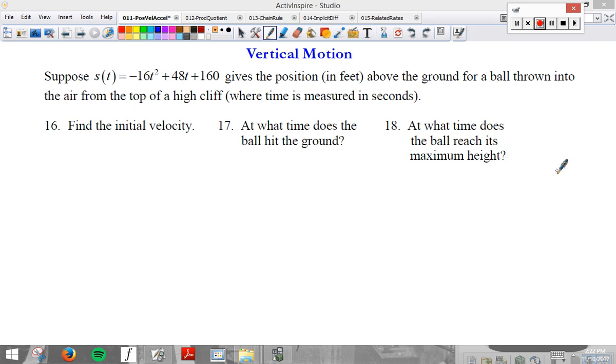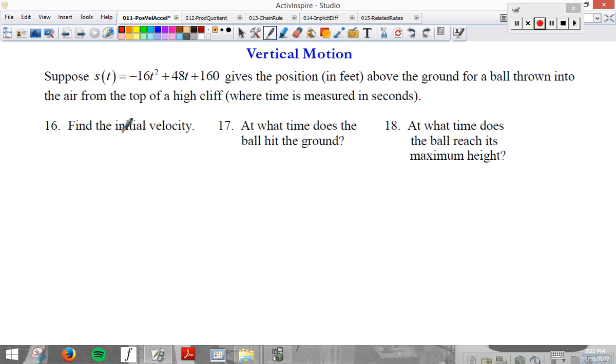All right, the last part of 3-1, we will go over vertical motion. So here, our vertical motion example, we are given a position function S above the ground of a ball thrown into the air from the top of a high cliff, where time is measured in seconds. So we're going to find the initial velocity.